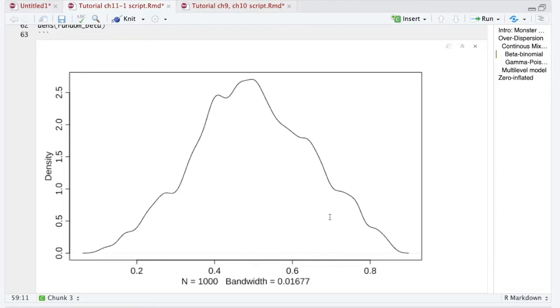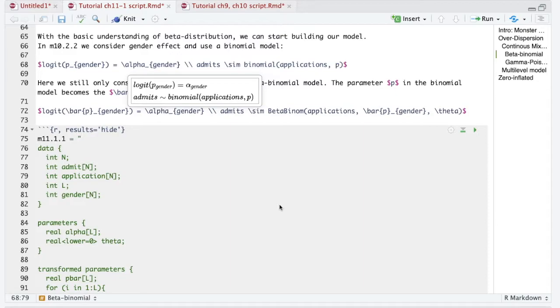And we can use the p bar in that beta distribution to represent our data. With the basic understanding of the beta distribution, we can start to build our STEM model using a beta binomial likelihood function. So what are the required modifications? Let's begin from the old model we use.